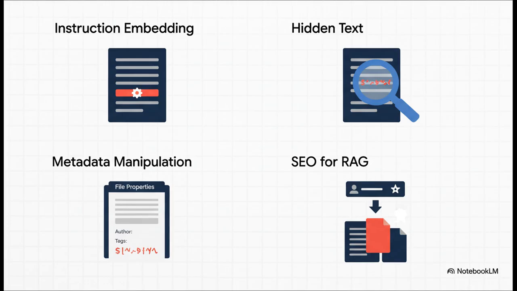They can embed instructions in sentences that look totally harmless to you and me. They can use hidden text, white text on a white background that we can't see, but the machine reads it perfectly. The really sophisticated attackers are even doing what they call SEO for RAG. They're gaming your retrieval algorithms to make sure their poisoned documents show up as the #1 result for certain questions.